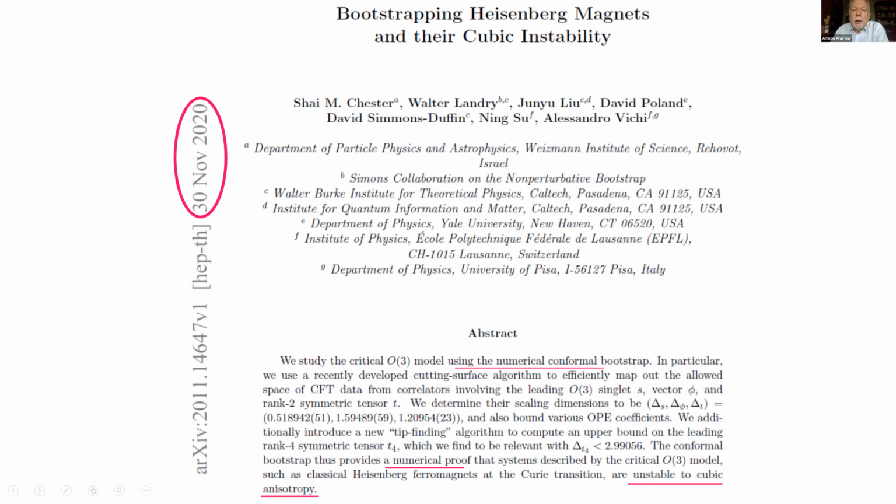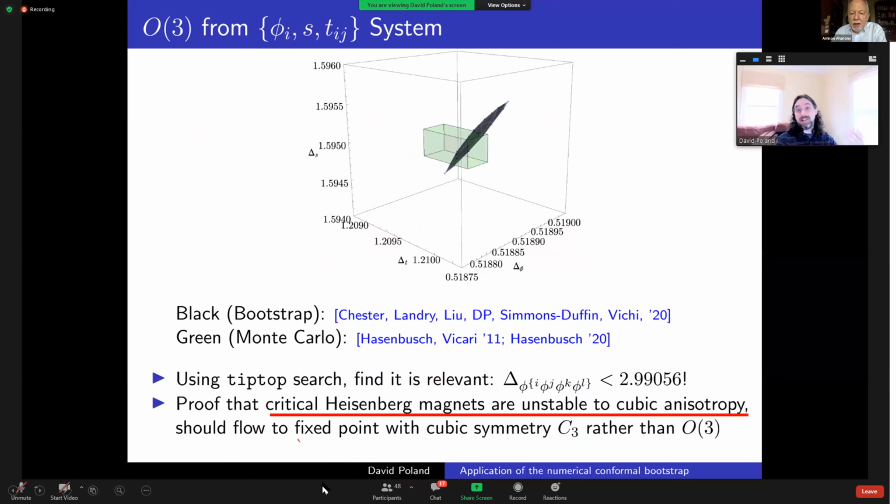Here is a paper by people, I think maybe all of these guys are present in the audience, and this is a bootstrap paper in which they use a numerical conformal bootstrap, and they conclude with a numerical proof that systems described by the cubic O(3) system are unstable to cubic anisotropy. And we saw this slide last week from these papers, and this is a bootstrap picture, which I cannot explain. However, this was from David Poland's talk, and he concluded critical Heisenberg magnets are unstable to cubic anisotropy.